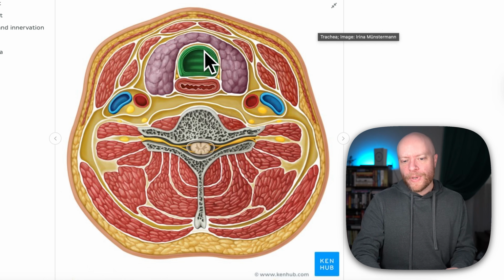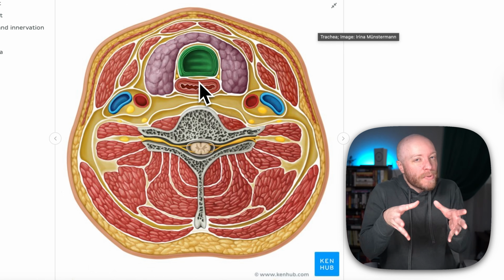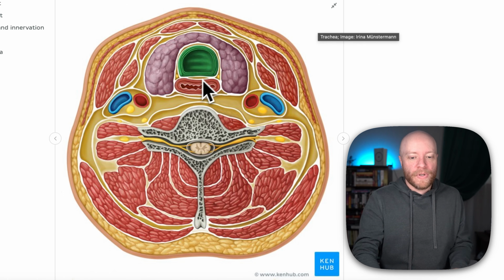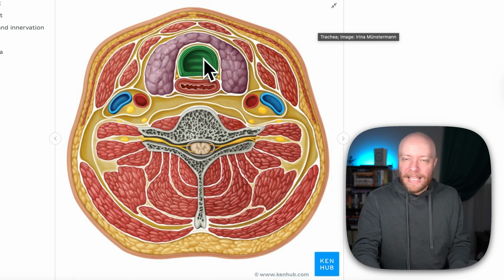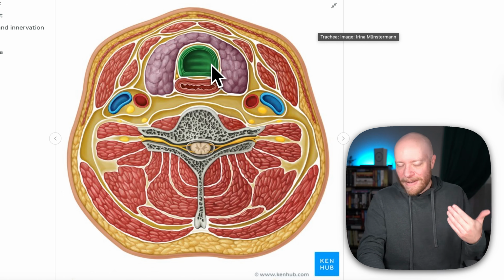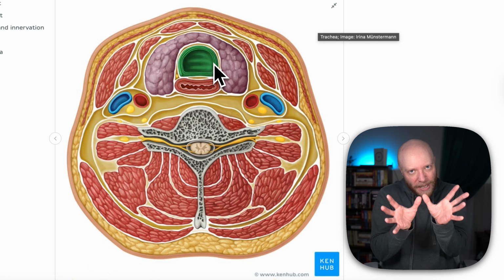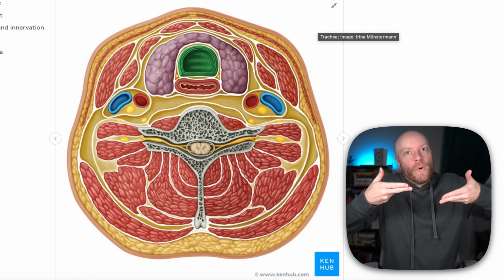And so the reason why you want to have this shape and then have muscle behind it is because as the muscle contracts, it can start to bend these rings. And that's going to be very important to help compress the airway. It's going to help with expiration.